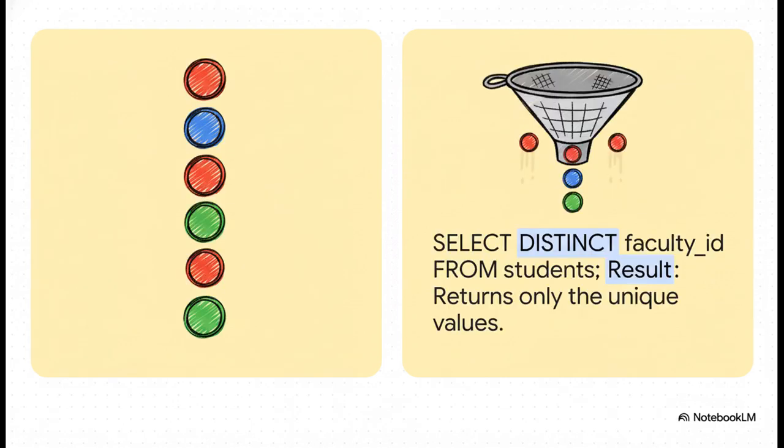Okay, but what if you don't care about every single student's faculty? What if you just want a clean list of which faculties are in the table? If you just select the faculty ID, you're going to get a long list with a ton of repeats. But if you add that little keyword, distinct, you're telling the database, hey, just give me the unique ones. And boom, no more duplicates.